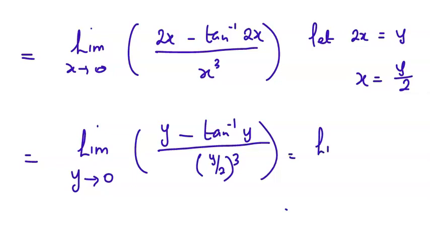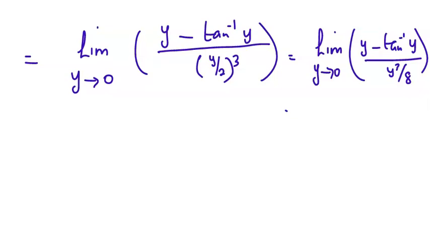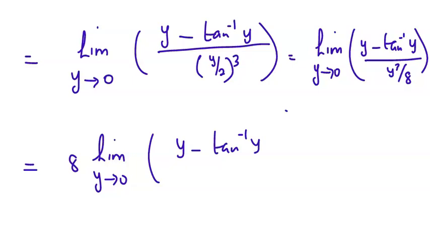So this is going to be equal to the limit as y approaches 0 of y minus the inverse tangent of y, then divided by y cubed over 2 cubed, which gives us 8. We know this fraction at the bottom is going to flip, so that is equal to 8 multiplied by the limit as y approaches 0 of y minus the inverse tangent of y, then divided by y cubed. So this is what we have.